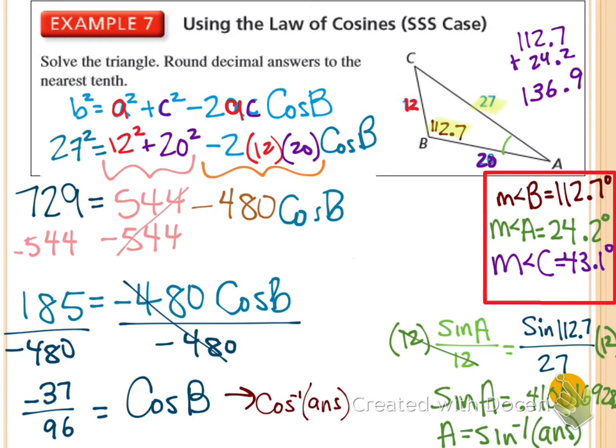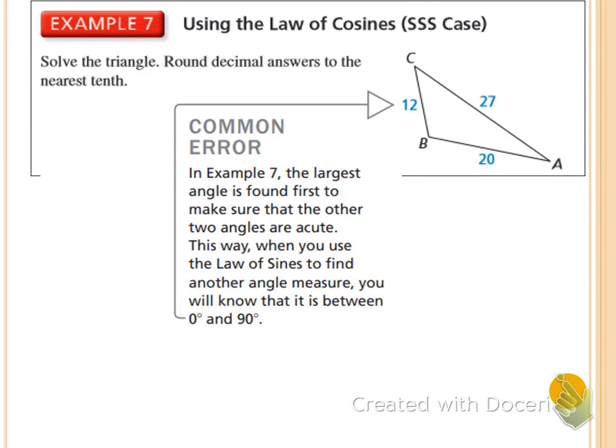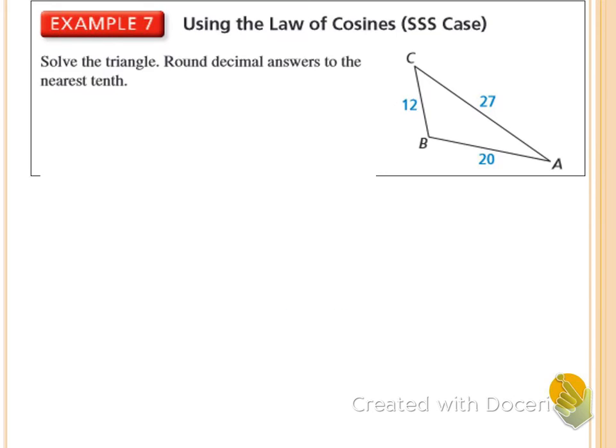We'll do one more together, and then you'll start practicing. We're just going to do law of sines today on the IXL, but we'll practice one more of these. This is just saying the same thing. We found the largest angle because you can't use the inverse to find an obtuse angle.